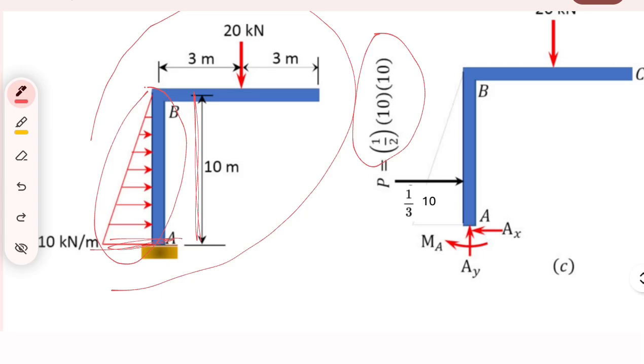That is the P. And where will you put the P? You will put it at 1/3 of the 10, somewhere here. So this is actually 1/3 of 10, or the other one on top is 2/3 of 10. So in this case, it is 1/3 of 10. So it really doesn't matter if the triangle is rotated or not. The same principle applies. The force is computed using the area, and the location is computed using the centroid of that shape.